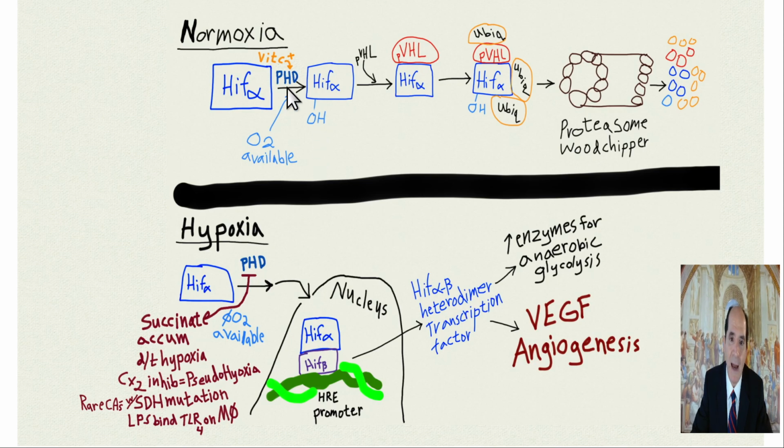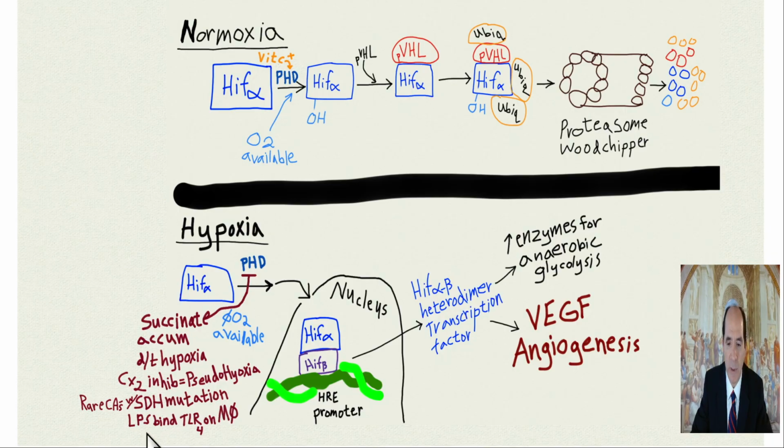So it'll also block this step, contributing towards the HIF alpha not being destroyed and thus going into the nucleus and transcribing the genes that respond to hypoxia. Okay? And like I said too, you can get succinate accumulating in the setting of hypoxia. It'll accumulate in the setting of something that's inhibiting the succinate dehydrogenase enzyme. That's called pseudohypoxia. And then there are rare cancers that are associated with mutations in it.